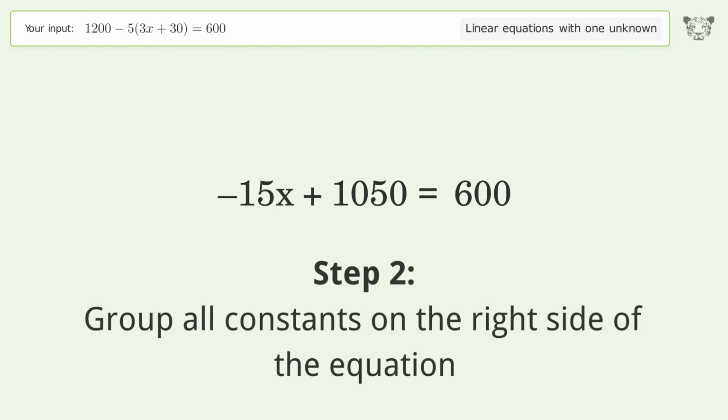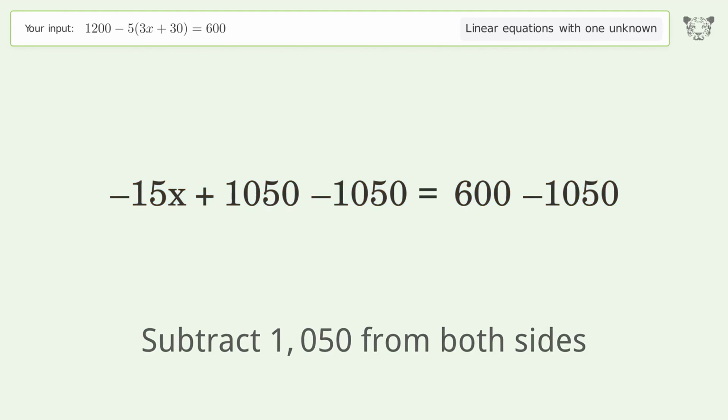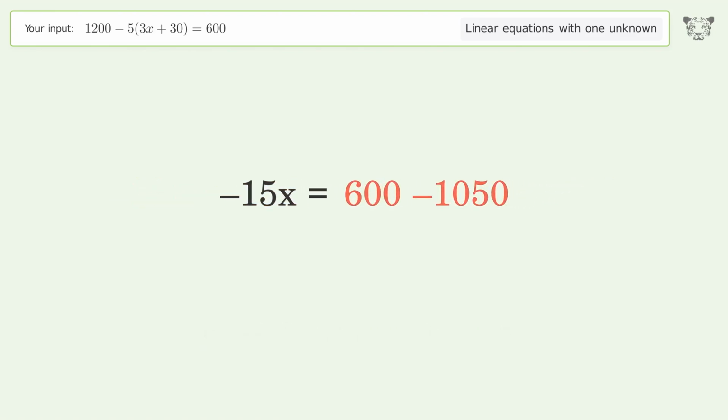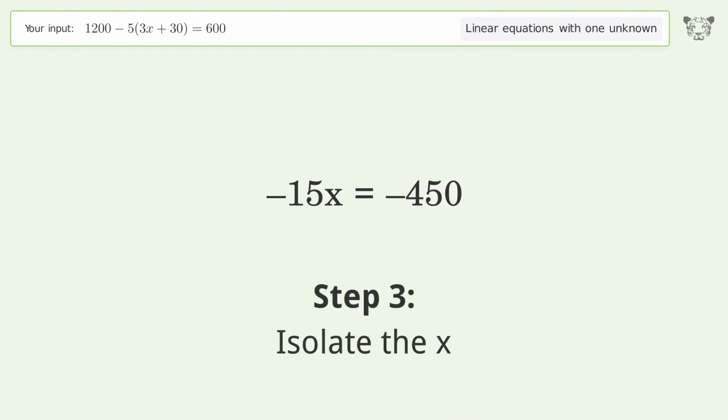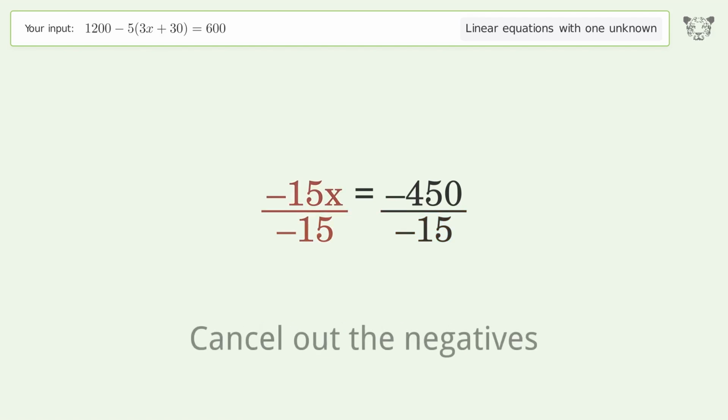Group all constants on the right side of the equation. Subtract 1050 from both sides. Simplify the arithmetic. Isolate the x. Divide both sides by -15. Cancel out the negatives.